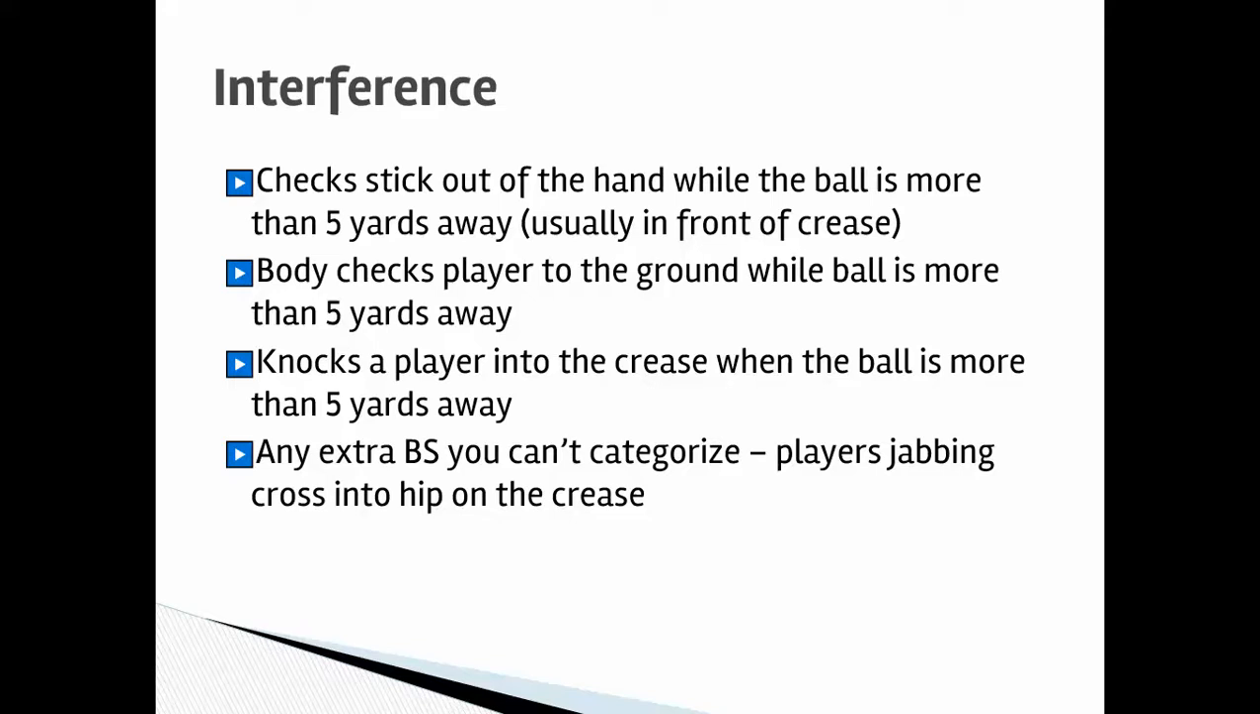And the last one, I think, actually is one that Bob Walters kind of talked to me about. It's any extra BS you can't really categorize. You've got the players jabbing, crossing to the hips, on the crease, back and forth. So interference is something that we can kind of use when we can't really categorize it, but the ball's more than 5 yards away.